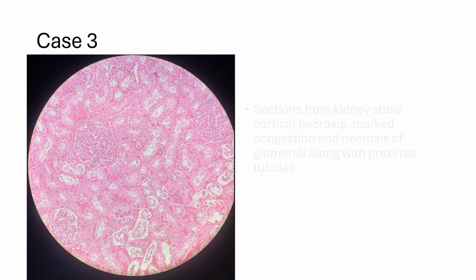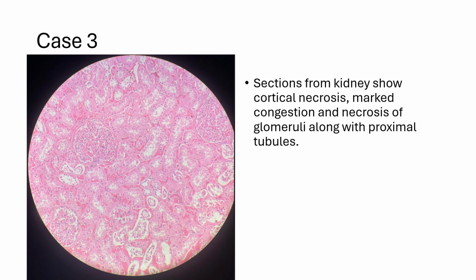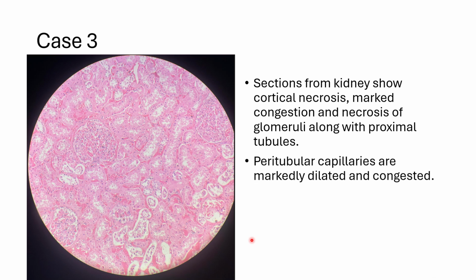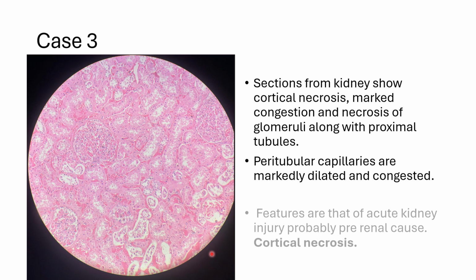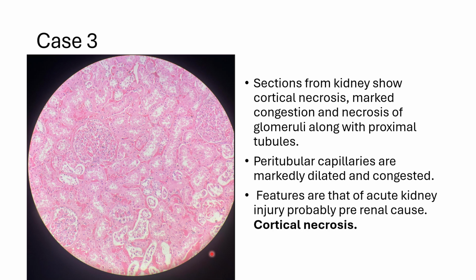So this is the next case. This shows cortical necrosis with congestion and necrosis of the glomeruli and the proximal tubules. Peritubular capillaries are markedly dilated and congested. So this is a feature of acute kidney injury with cortical necrosis. This shows the peritubular capillaries that are dilated and congested.